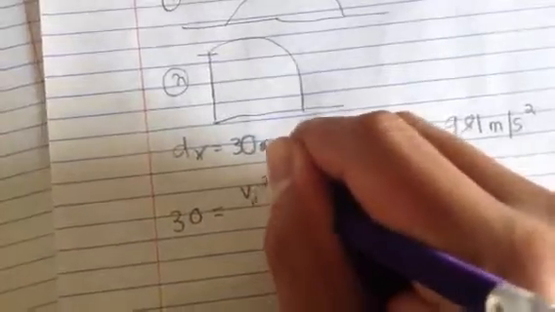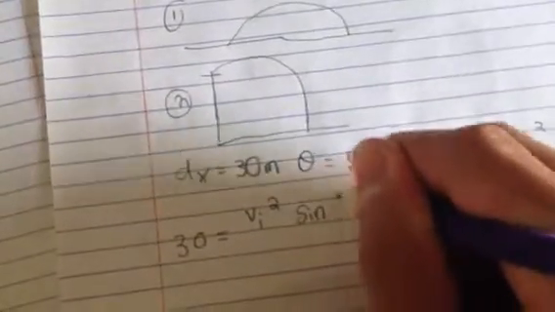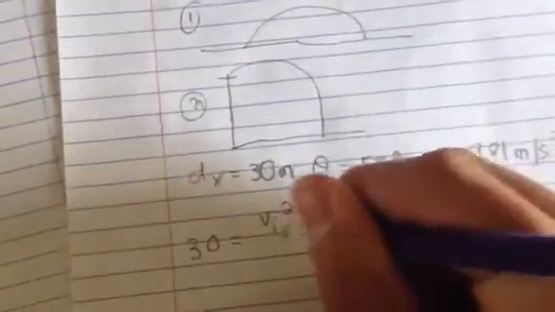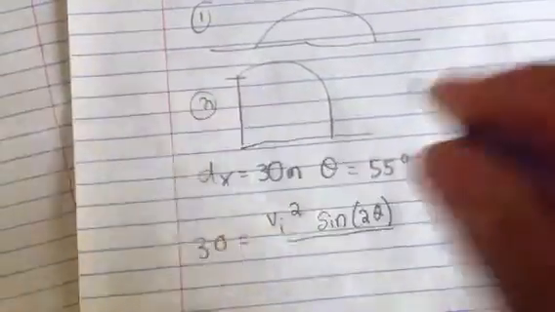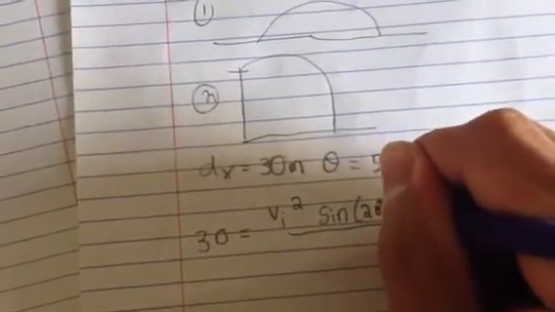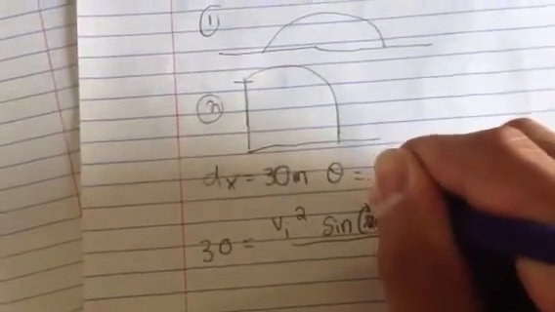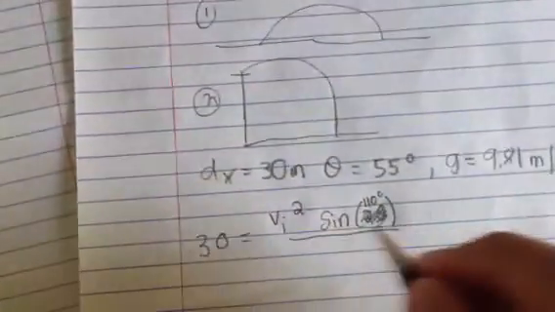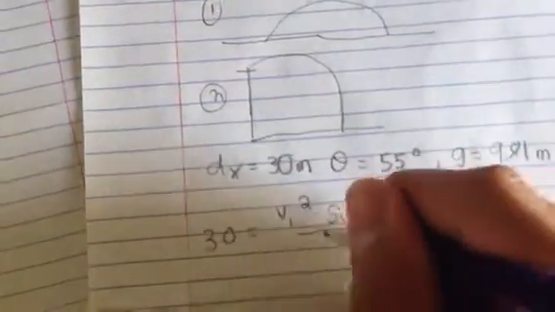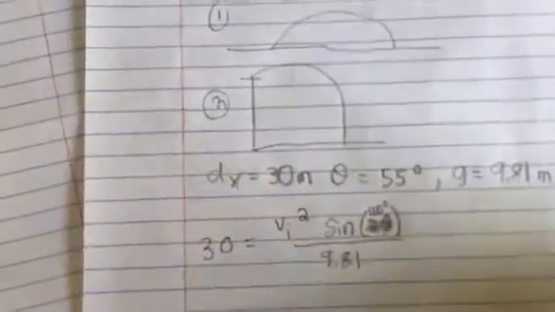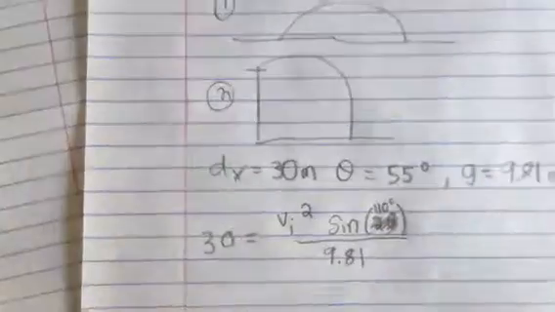Once again, we're solving for the initial velocity of the soccer ball, which David Beckham kicked. Oh, sorry. This is 55 degrees, so it's 2 times 55 degrees right here. So sorry about that, 110 degrees. It's the sine of 110 degrees over 9.81. So now we need to cross multiply and isolate VI.